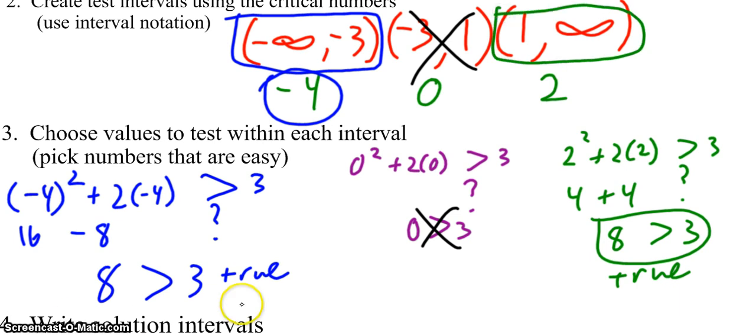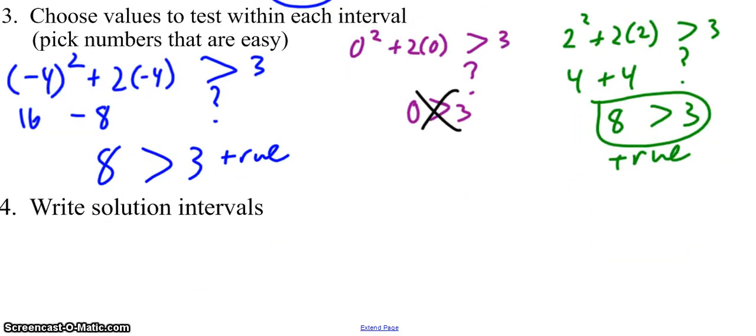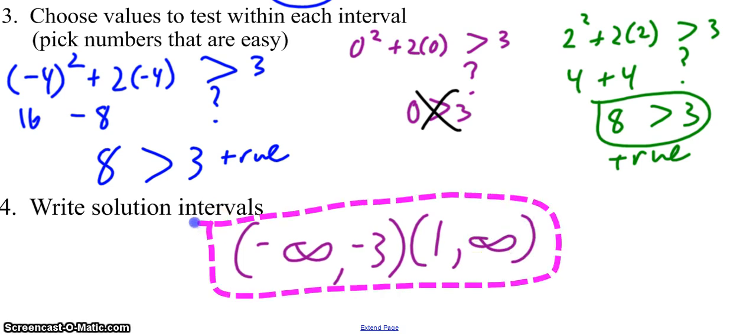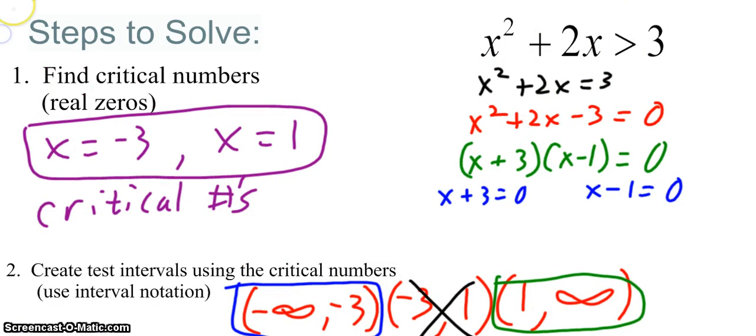So this is one of my solutions. So now the last step, just rewrite your solution intervals. So we're going to have -infinity to -3 and 1 to infinity. That is our solutions, and those are the steps to solve.